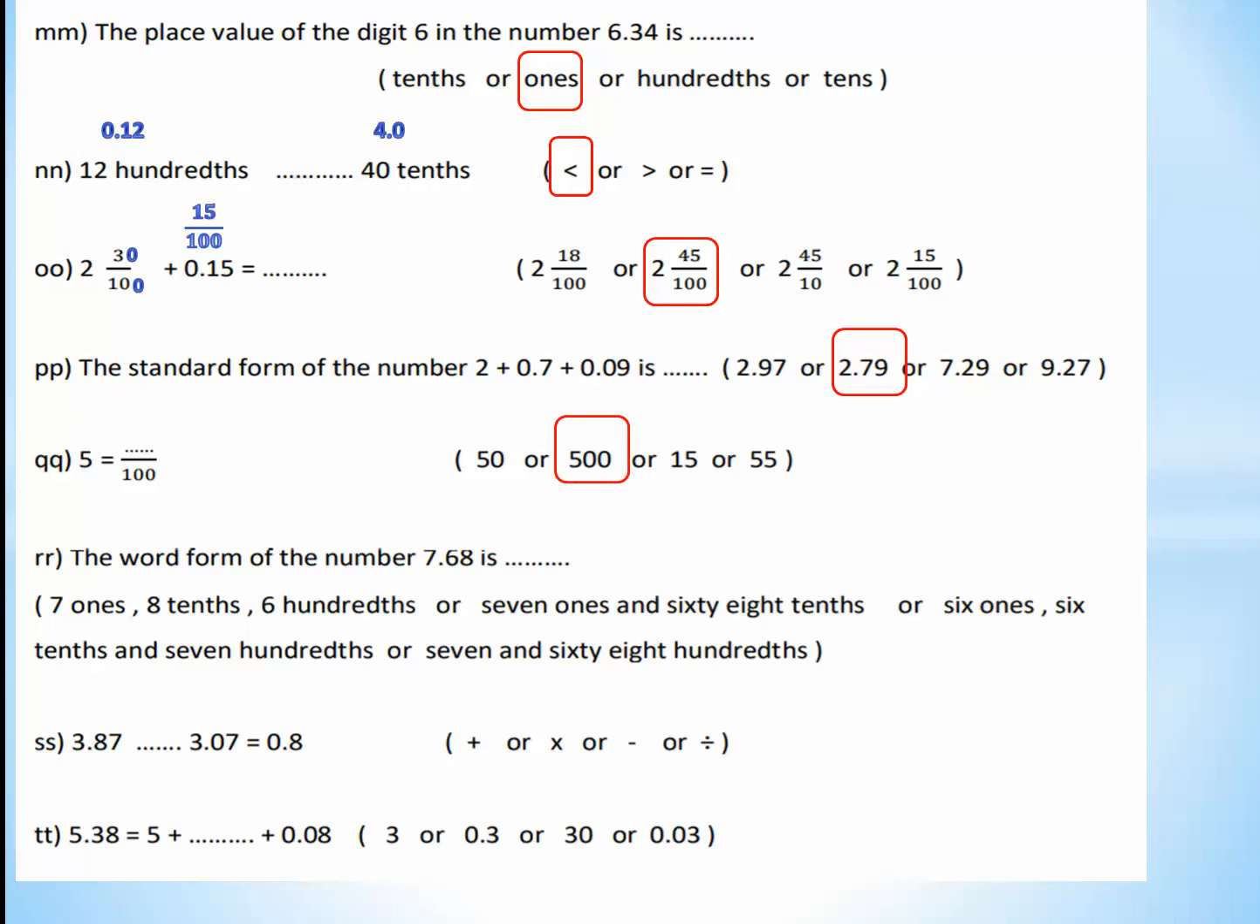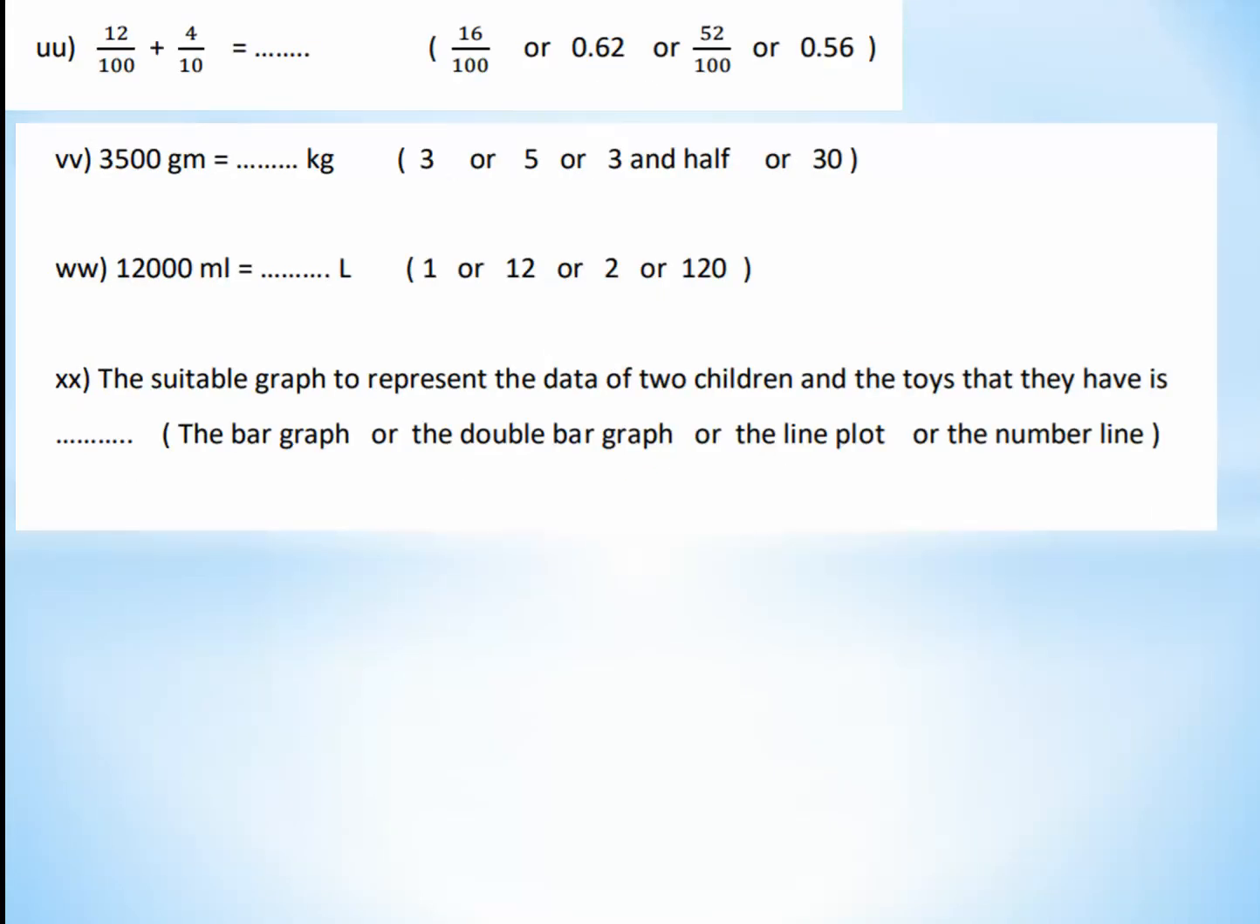The word form of the number 7.68 is 7 and 68 hundredths. 3.87 plus or minus or multiply, it will be minus 5.38, it will be 5 plus 0.3 plus 0.08. 12 over hundreds, okay, we will add 0 and 0, so it will be 52 over hundreds.